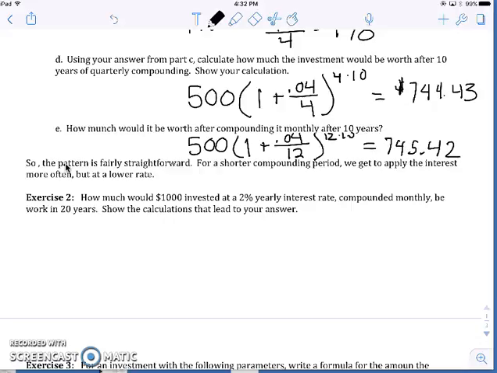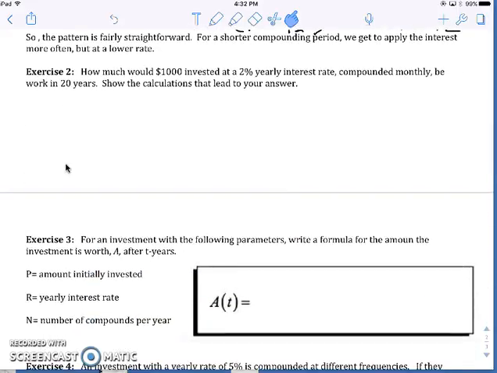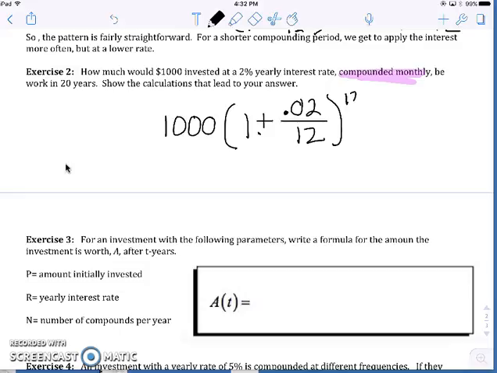So as you can see, with a shorter compounding period, so quarterly compared to annually, you get to apply the interest more often, but at a lower rate. So this next one: how much would $1,000 invested at a 2% yearly interest rate, compounded monthly, be worth after 20 years? We start with $1,000, 1 plus 0.02 divided by 12, to the power of 12 times 20, and we have $1,491.33.